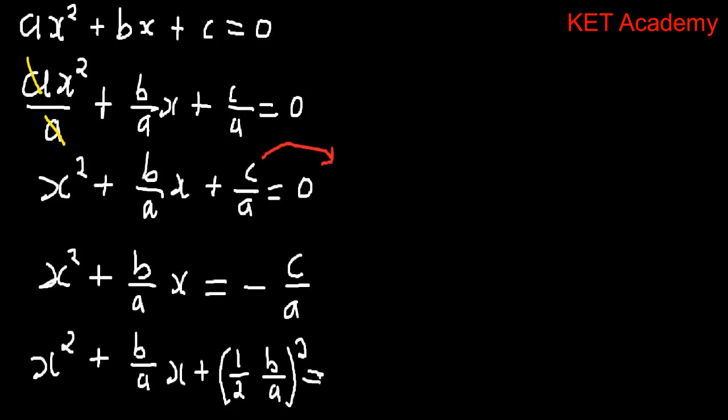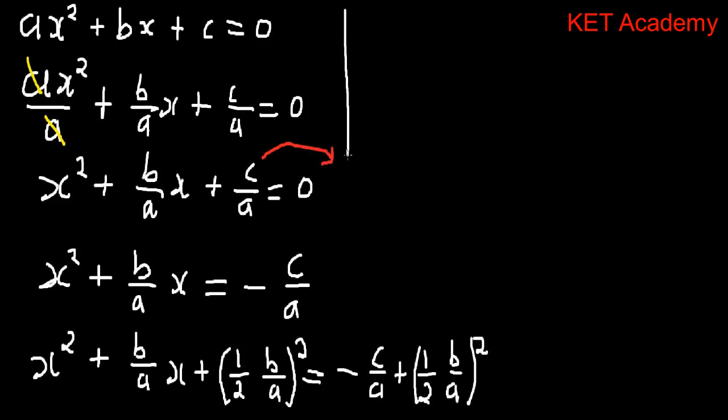Remember that with an equal to sign, if we don't want to change the equation, whatever we do on the left hand side, we should do on the right hand side. So plus half the coefficient of x, b on a, all that squared.